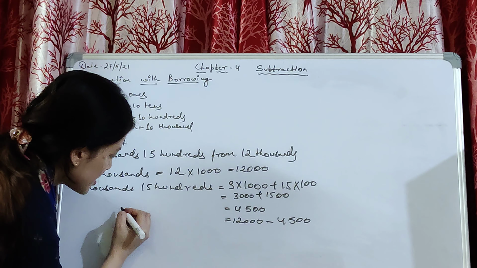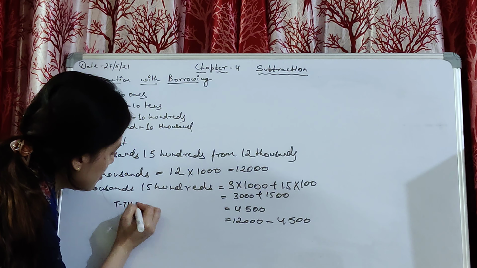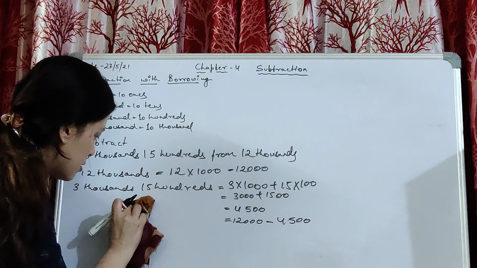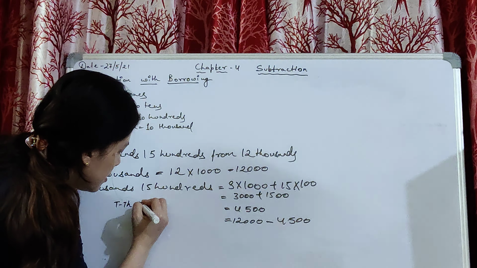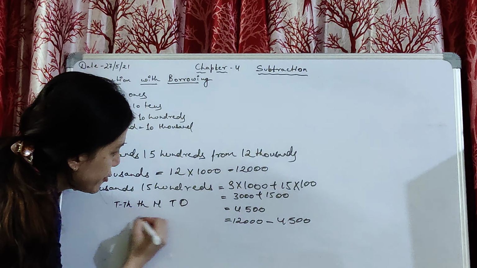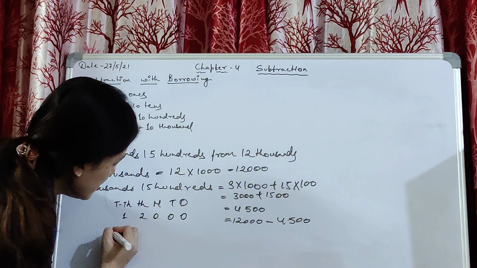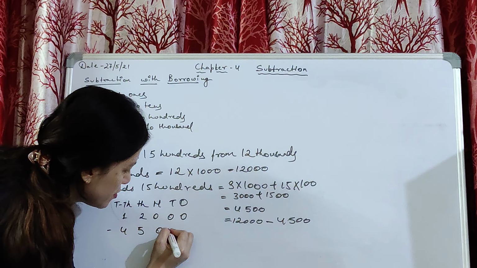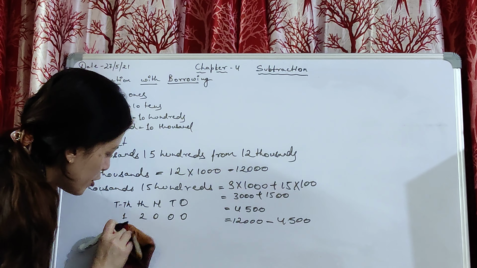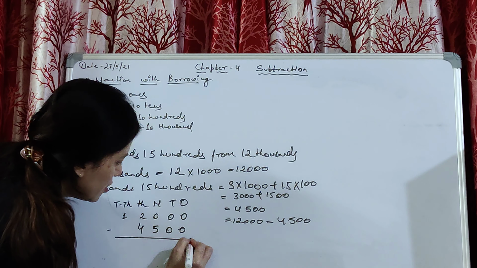So write the place value: 10,000, 1,000, 100, tens, ones. Write them according to the place value. 12,000 is 1, 2, 0, 0, 0. Next is 4,500. So 4 is in the place of 1,000. Sorry, it will be 0, 4, 5, 0, 0. So arrange them properly.